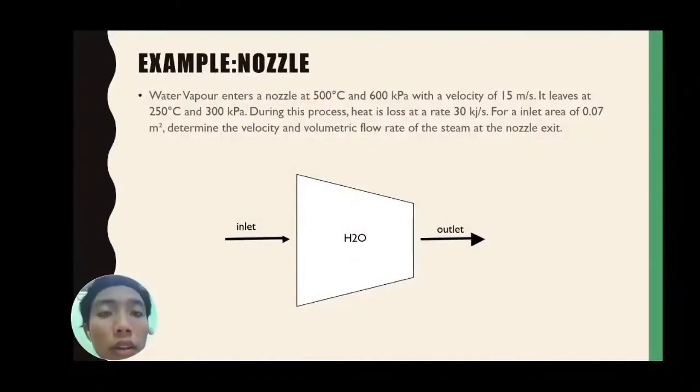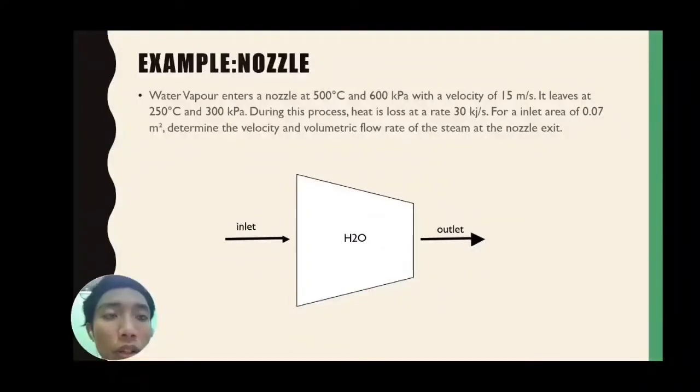Next, let's try an example of a nozzle. This question is about water vapor that enters a nozzle at 500 degrees Celsius and 600 kilopascal with a velocity of 15 meter per second. It leaves at 250 degrees Celsius and 300 kilopascal. During this process, heat is lost at a rate of 30 kJ per second.